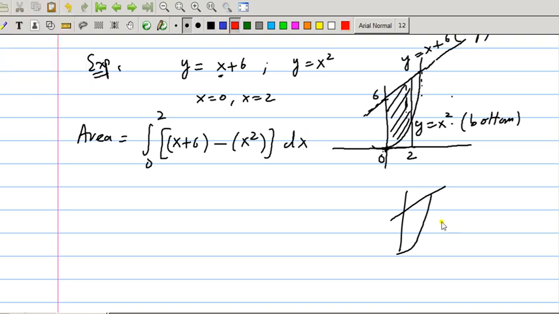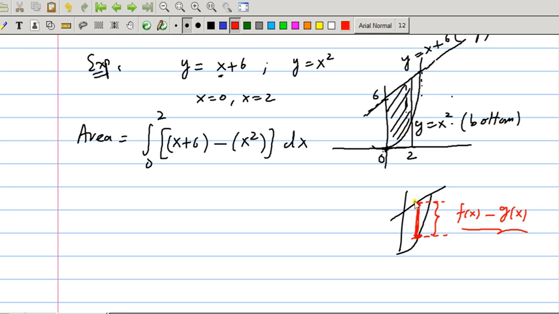Draw a vertical line anywhere inside the region. Look at this bottom and this top. So basically you want this height. If this top is your f of x and bottom is your g of x, it means the distance, the height, is f(x) minus g(x), right? So basically you are integrating this vertical line inside the limit.